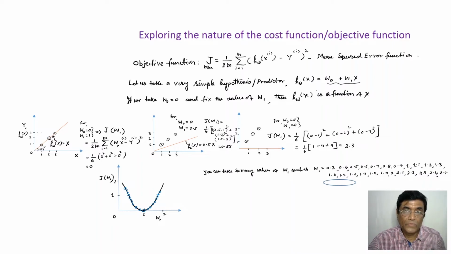Through hand calculation, I have fit this hypothesis with parameter W equal to 1, so this is just like Y equal to X passing through the origin. And what is the error? These are my ground truth, and I have fit a curve through all the 3 points. So error is 0.